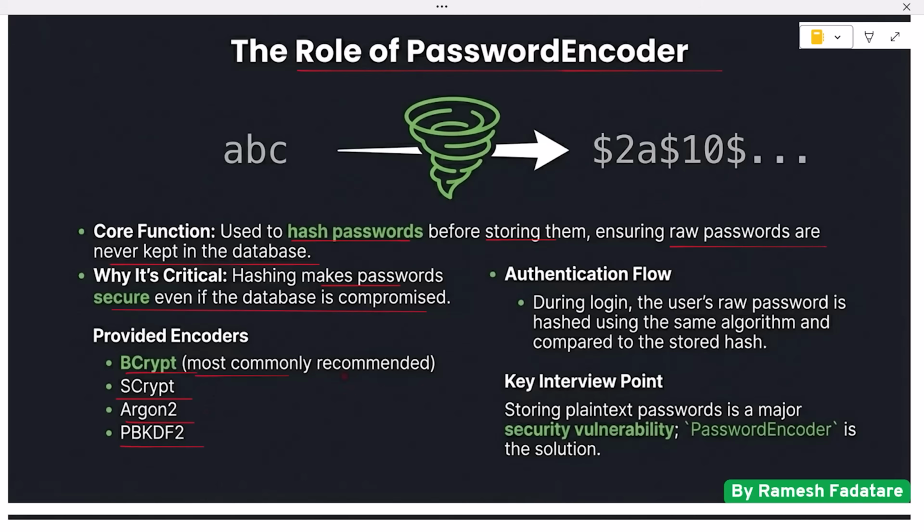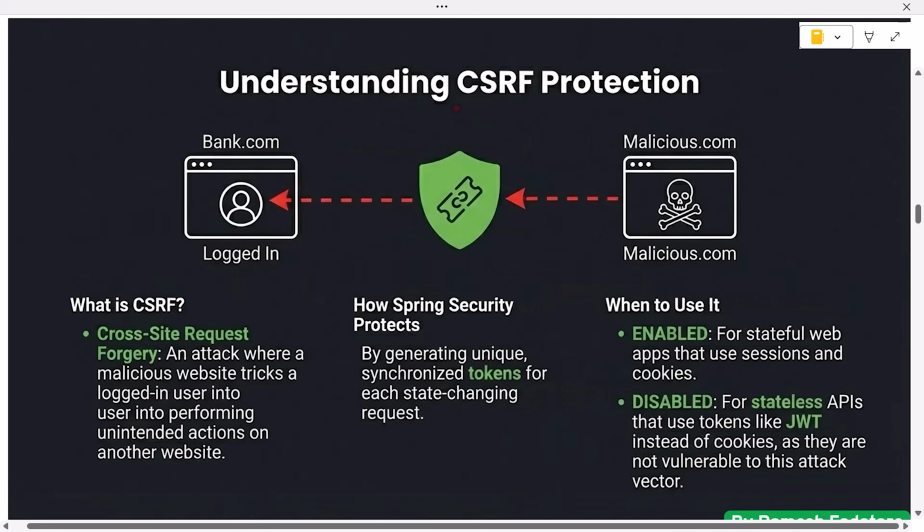Bcrypt is the most commonly recommended algorithm because it is slow by design, making brute force attacks harder. During authentication, the user's raw password is encoded using the same hashing algorithm and then compared to the stored hash. This ensures strong password protection. Interviewers expect you to mention that storing plain text passwords is dangerous, and PasswordEncoder solves this by ensuring secure password hashing.